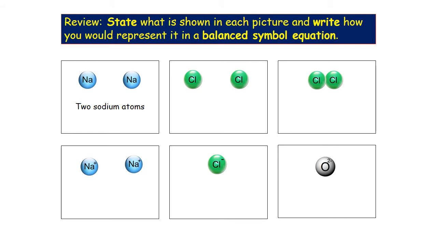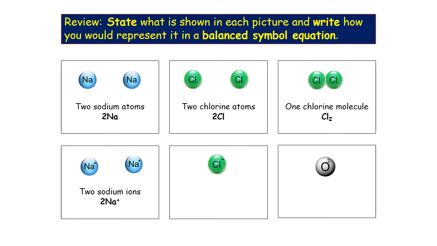So first one, we have 2 sodium atoms, and we'd write that as 2Na. Then we have 2 chlorine atoms, that'd be 2Cl. Then we can see we've got a diatomic molecule here, so the 2 chlorines are attached to each other. So we have 1 chlorine molecule, and that is Cl2. Then we have 2 sodium ions, that'd be 2Na+, 1 chloride ion, Cl-. You will get picked up if you're using "-ine" or "-ide" on the end of the words incorrectly. Then we have the oxide ion, which is O2-.